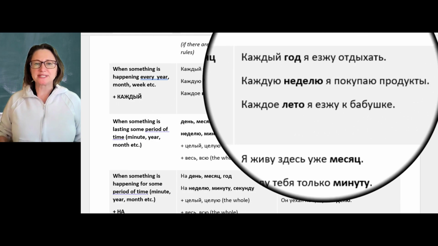So here are some examples. Каждый год я езжу отдыхать. Every year I go on vacation. Каждую неделю я покупаю продукты. Every week I buy groceries. Каждое лето я езжу к бабушке. Every summer I go visit my grandma. Or like I go to my grandmother's place.